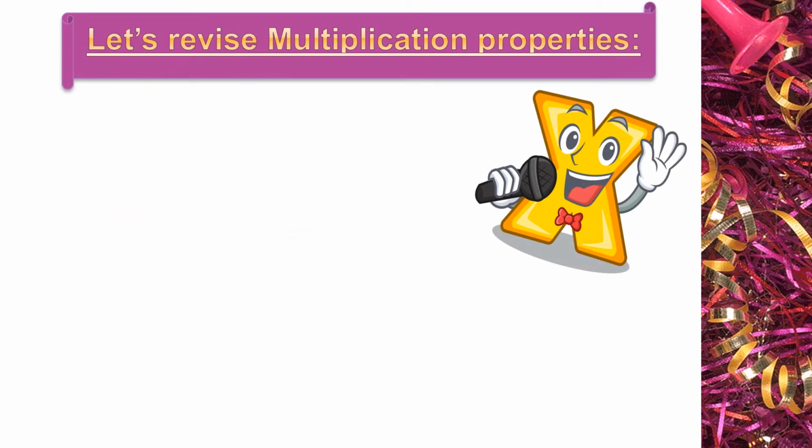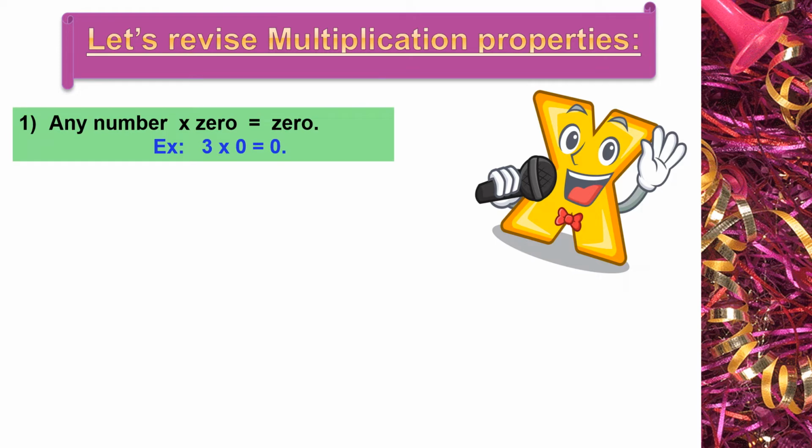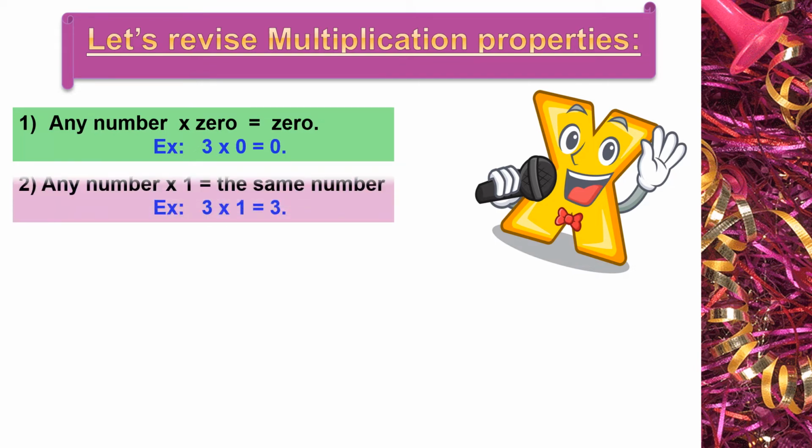Let's revise all the multiplication properties I studied. The first property: any number times 0 equals 0, because 0 is a hero. So 3 times 0 equals 0. Number 2: any number times 1 equals the same number, because 1 is like a mirror. So 3 times 1 equals 3.